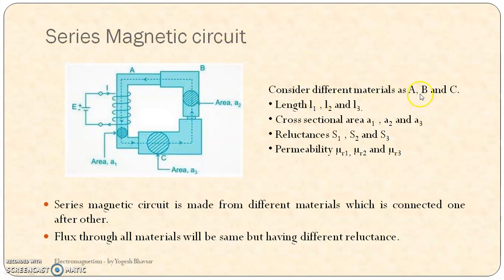Now let's say the materials are A, B and C, with lengths L1, L2 and L3, cross-sectional areas A1, A2 and A3, reluctances S1, S2, S3, and relative permeabilities mu R1, mu R2 and mu R3.